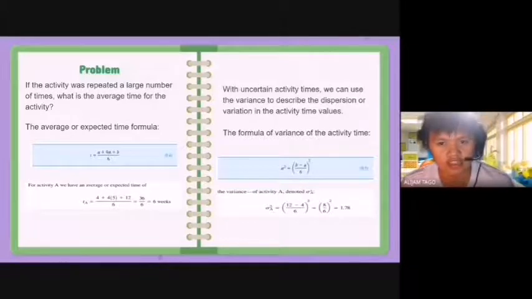Since our activity times are uncertain, we can use the variance to describe the dispersion or variation in the activity time values. The formula for the variance is: variance equals (b minus a divided by 6) squared. Therefore, the variance of activity A is 1.78, and the same goes for the other activities.